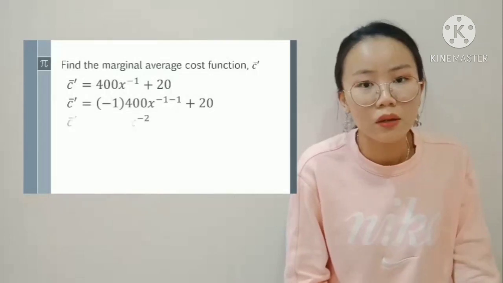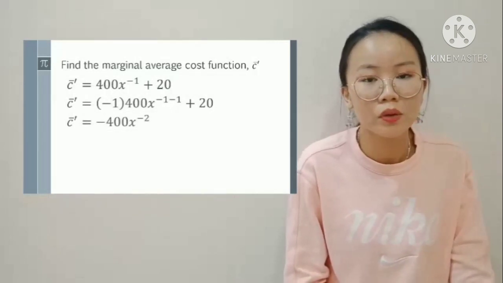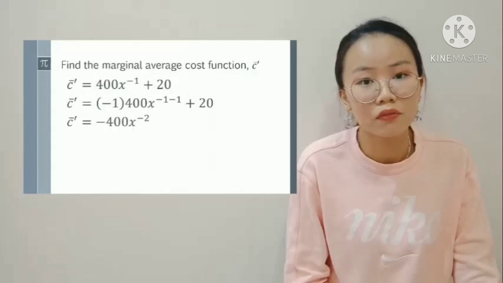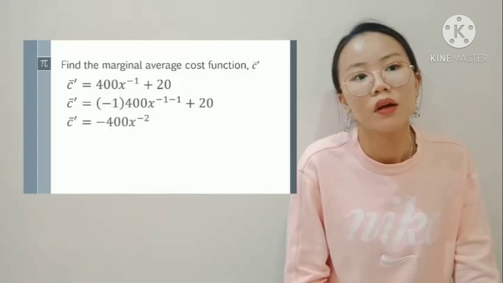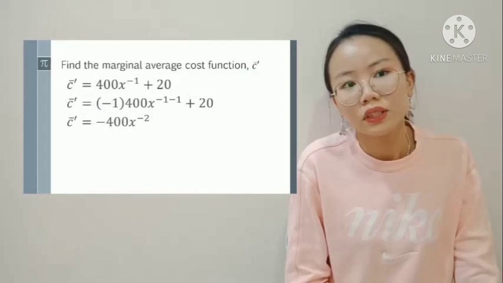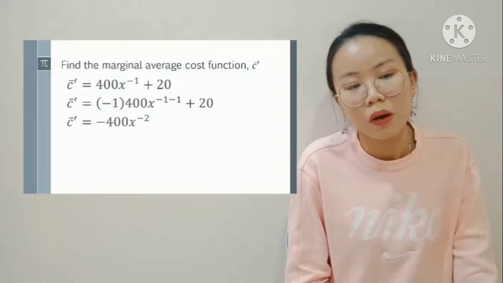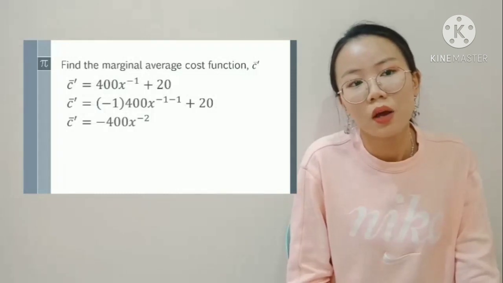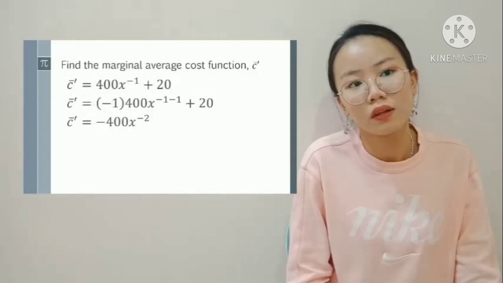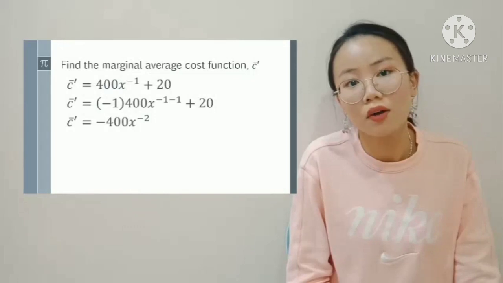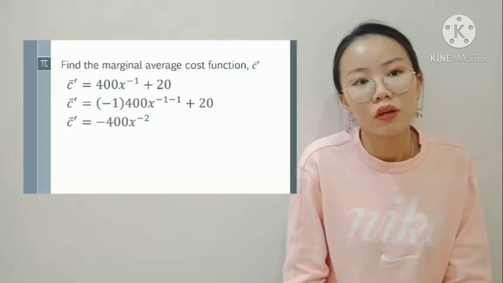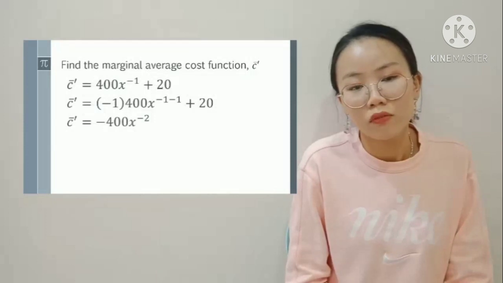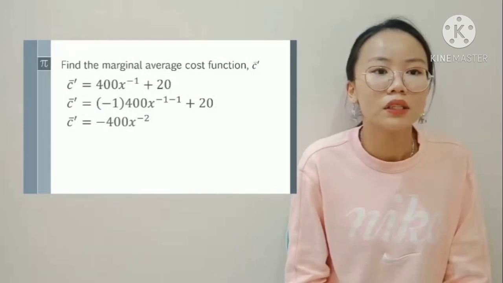For question E, find the marginal average cost function. In order to find the marginal average cost function, we use the method of finding the first derivative of the average cost function. In order to do the first derivative, we take the power of -1 here, and we multiply the power of -1 with the 400 in front here. For the 20 at the back, when we do the first derivative of a number without x, it will be cancelled.